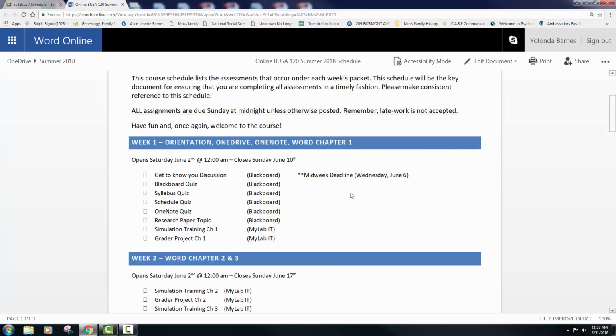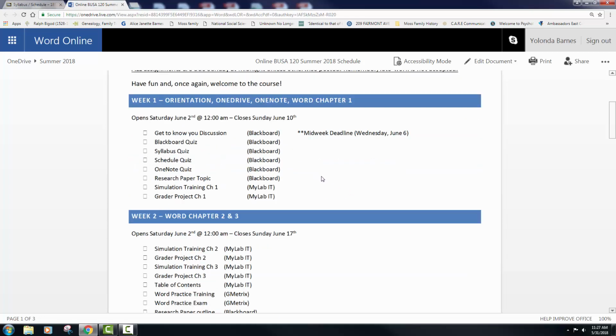So let's scroll down and take a look at week one. A couple of things that you're going to see here is that normally I'll have the weekly learning module open on a Saturday in the morning. Then you've got that full weekend to do it, plus the full week, and it closes up the next weekend on a Sunday. So you have 2 full weekends to normally do your homework.